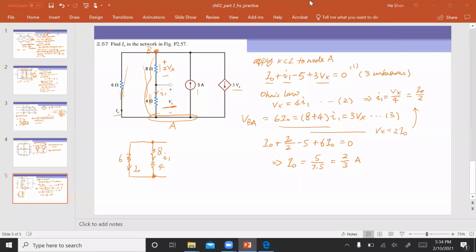So Professor, we got Vx is equal to 4 I1 because it's going downwards. So that's how we got the 4 from there, right? Because it's going into node A. Are you talking about the second equation? Yeah. The second equation comes from Ohm's law. Ohm's law is applied on this 4 ohm resistor. The voltage drop on this 4 ohm resistor is Vx, and the current going through it is I1. So Vx is equal to the 4 ohm times the current I1.